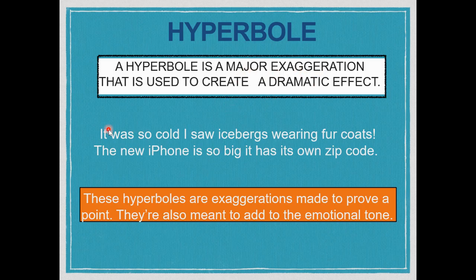Okay. So if I said, It was so cold, I saw icebergs wearing fur coats, that's ridiculous, right? It's a hyperbole. It's meant to be ridiculous, but it also is a really good indication that it's really, really cold outside, right? Instead of just saying, It was so cold, which is a really boring way of writing.